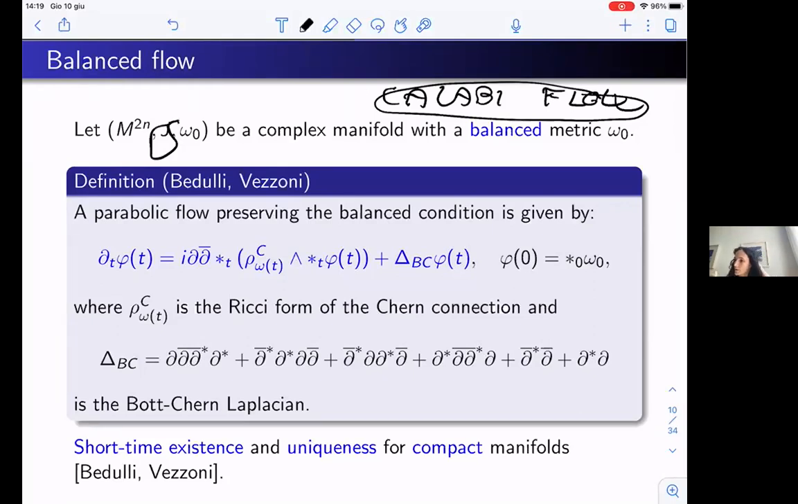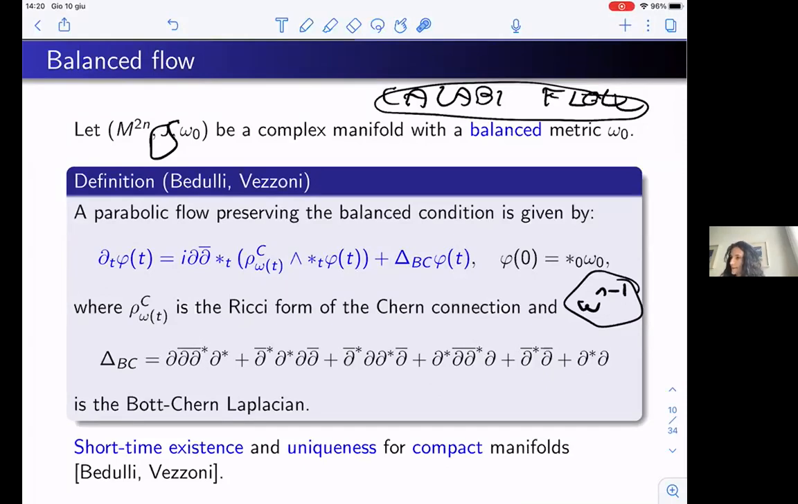Here, what we do, so J is fixed, so we have our balanced metric, omega 0. And then what we do, we do not evolve omega, but we evolve omega to the n minus 1, the n minus 1 form. And how do we evolve? So phi, let's say, will be identified a posteriori, when it's positive, with a metric. And we evolve our n minus 1 form in this way. So here is just the Ricci form, the Chern form associated to omega t. And here is the Bott-Chern Laplacian. So you can see that this is fourth order, okay?